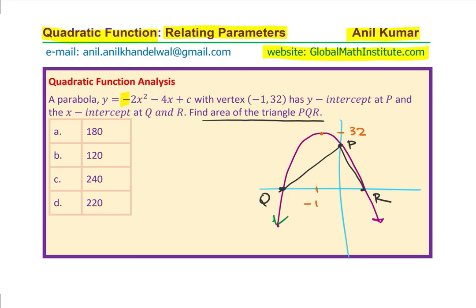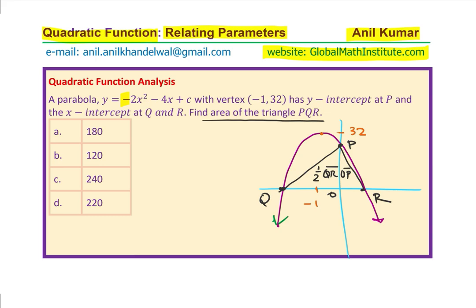So basically, we need to find all the intercepts from the given condition. Once we have them, we can apply the formula and find the area, which is definitely half of base, which is QR, times OP, right? Which is the height of this triangle. So that will give us the area.